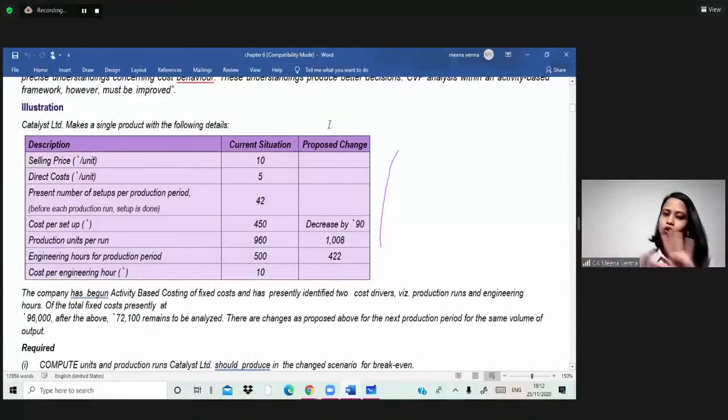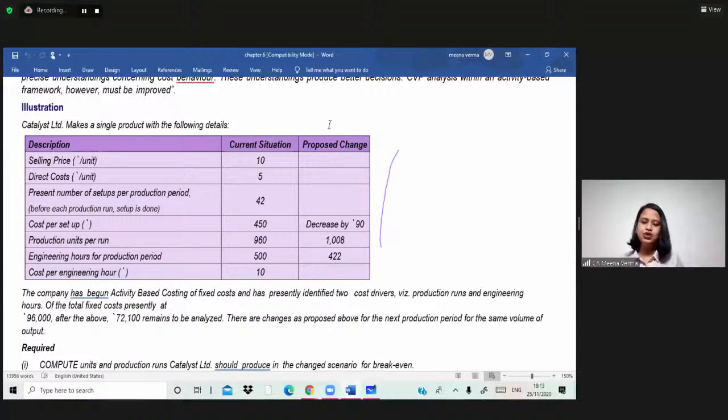So I hope you all know about the break-even point, so I will give you time to please read this. Now please read this question and try to do this on your own. If you have any doubt, you can ask me. Otherwise, I want all of you to first read this question on your own.